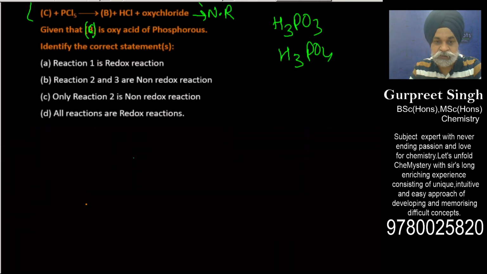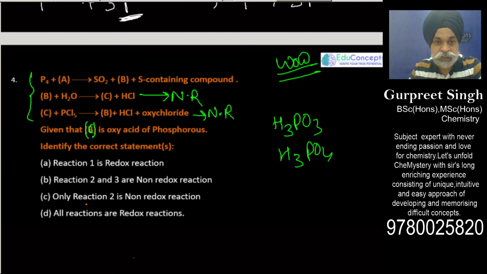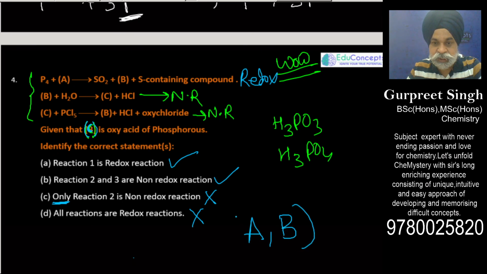Let us check the options now carefully. We need to be a little patient while solving. Here is a correction which I just marked. Here it should be C. C is your oxyacid. Okay, reaction 1 is a redox. This is perfectly right. Reaction 2 and 3 are non-redox. This has been redox. Yes, this statement is also correct. Only reaction 2 is non-redox. Reaction 2 is non-redox, but since only it is written, it is wrong. All reactions are redox. No, this also is incorrect. So the answer to this question would be A and B.